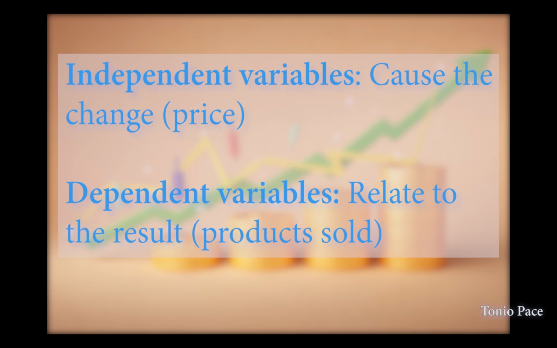One last example. The number of products sold depends on the price at which they are sold. This means that the number of products is the dependent variable and the price is the independent variable.